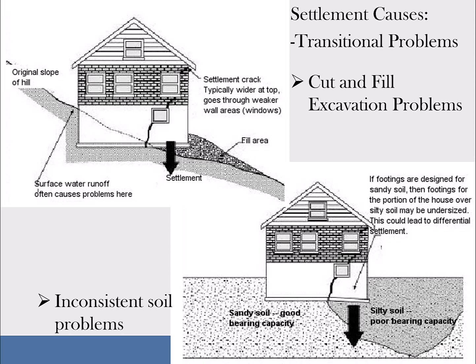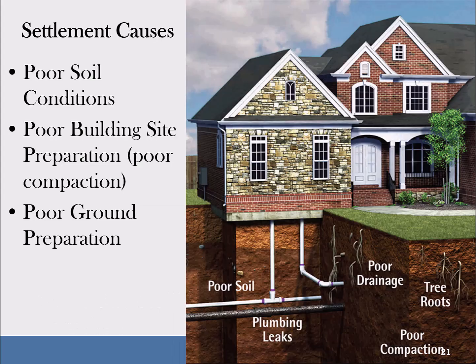Great to grow stuff, poor to build on. Okay, so settlement causes: you can have poor soil conditions, you can have poor building site preparation, meaning poor compaction, poor ground preparation, not enough compaction. All these things can combine. You can have plumbing leaks that are eroding the soil out from underneath the building over time.